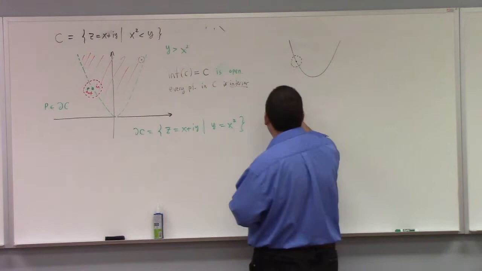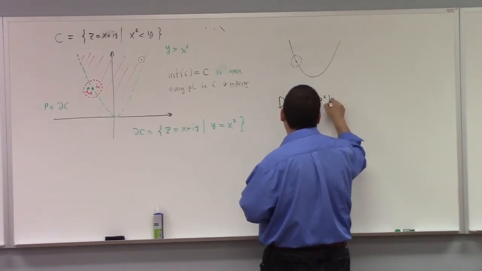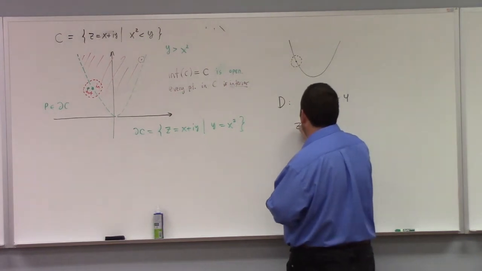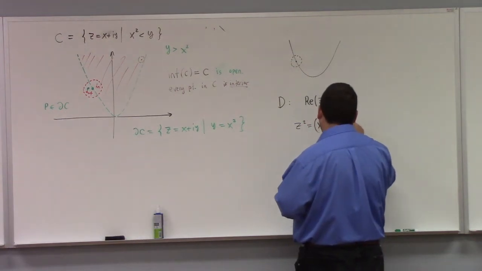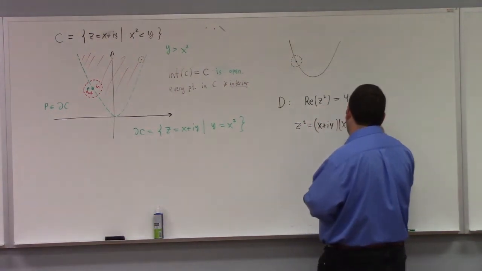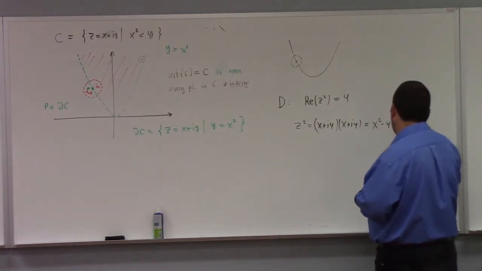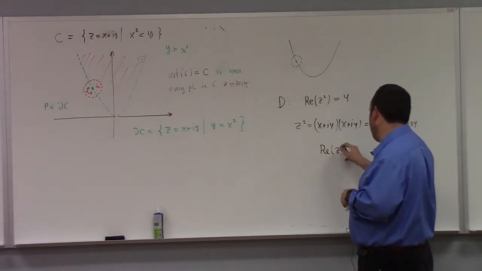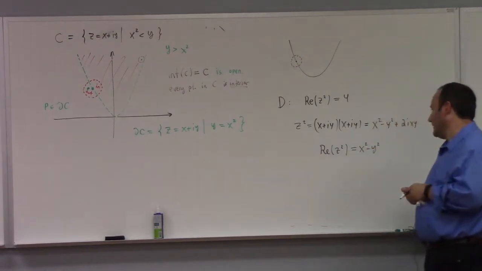Oh, you think D is like that? D is, what is it? It's Z such that the real component of Z squared equals 4. So I said that meant that x squared minus y squared equals 4. Let's see here. Z squared is x plus iy times x plus iy. I feel like I've done this calculation 10 times this week. X squared minus y squared plus 2ixy. So the real part of Z squared is x squared minus y squared, and that equals 4.